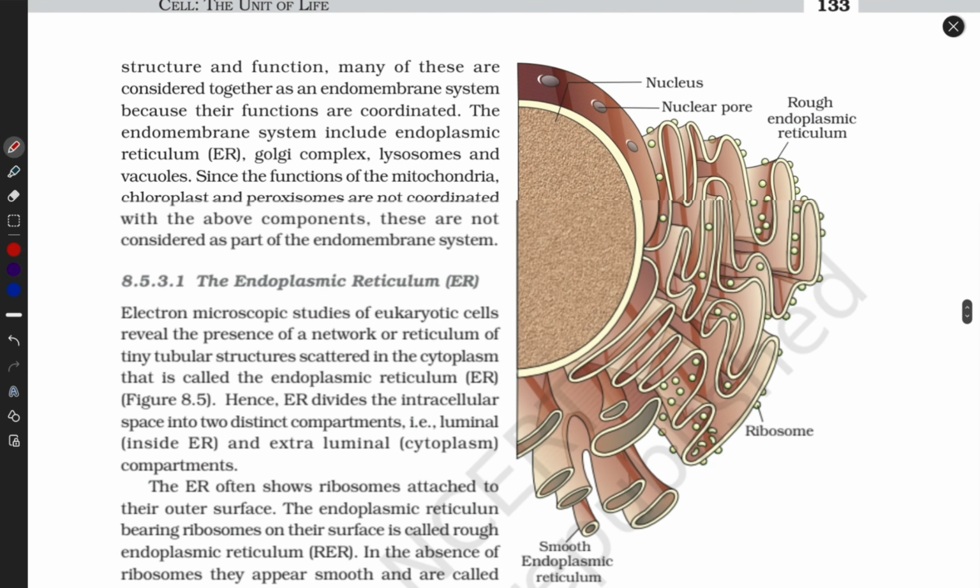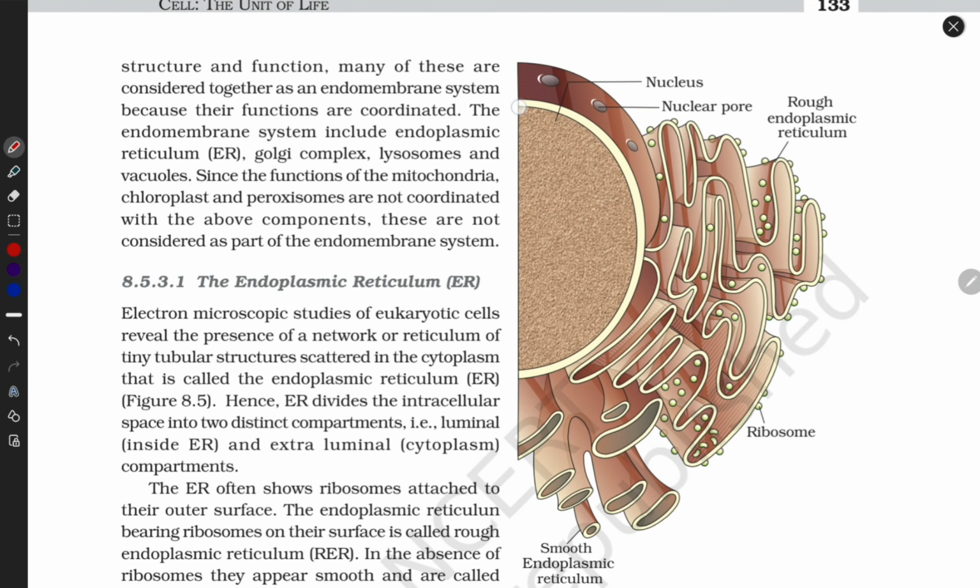Look here guys. This is the nucleus. And here is the nuclear pore. So the message can easily come out through this pore. And what are these? They are the endoplasmic reticulum. Clear guys?